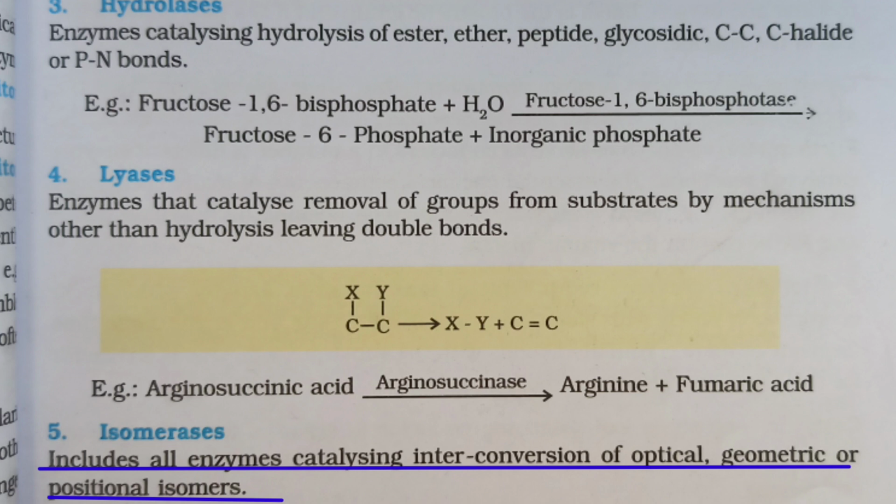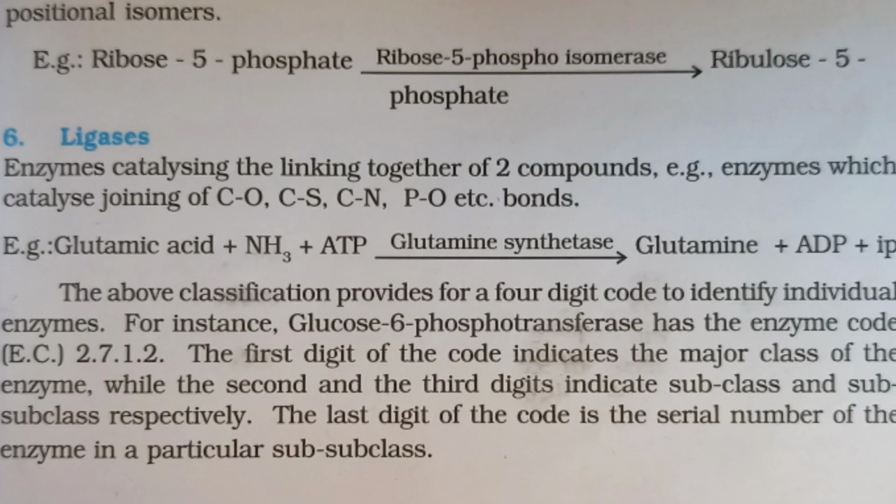Isomerases include all enzymes catalyzing interconversion of optical, geometric or positional isomers. Example: ribose 5-phosphate gives rise to ribulose 5-phosphate. Here the action is by the enzyme ribose 5-phosphate isomerase. The phosphate is attached to the 5th carbon, due to that we write 5-phosphate.